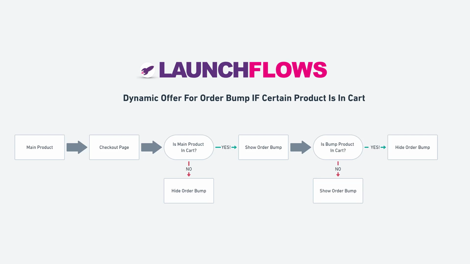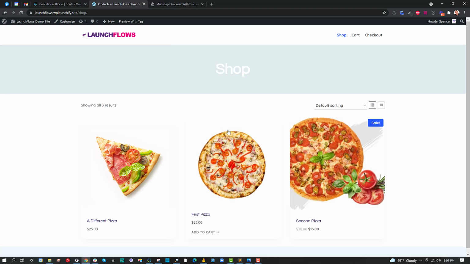This is slightly different than an upsell where you typically will replace the original trigger product. Let me show you how it works and then show you how we set it up. Here we've got our shop. We've got the first pizza is our trigger, and the second pizza for just $15 more is our order bump.